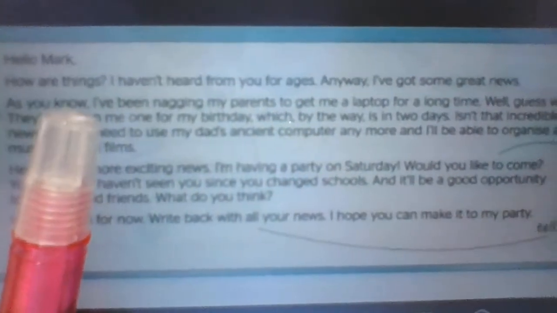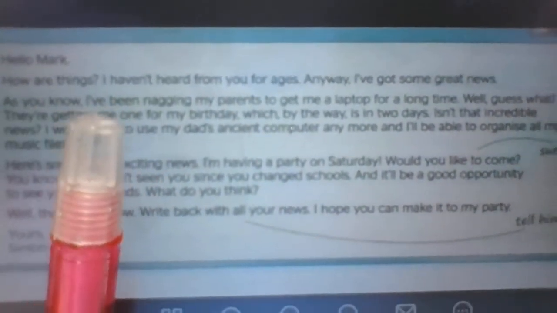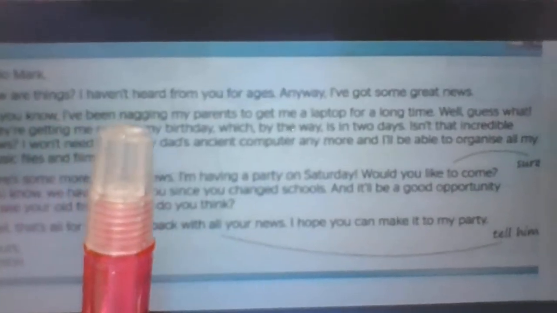As you know, I have been nagging. Nagging means telling many times. Nagging my parents to get me a laptop for a long time. Okay, I've been telling them for a long time about getting a laptop. Well, guess what?